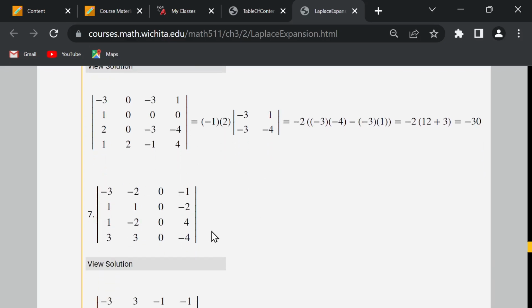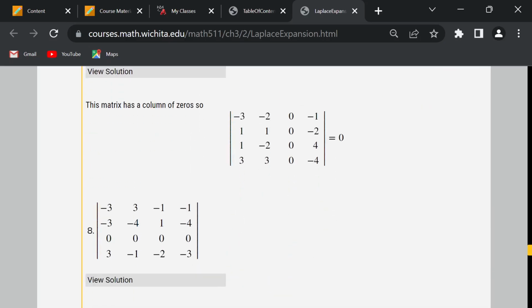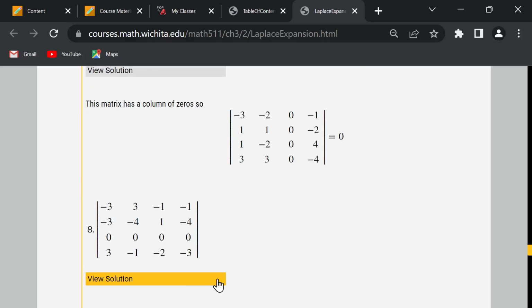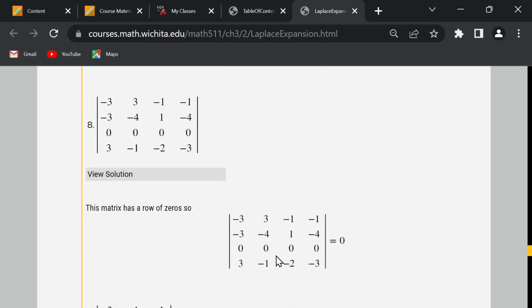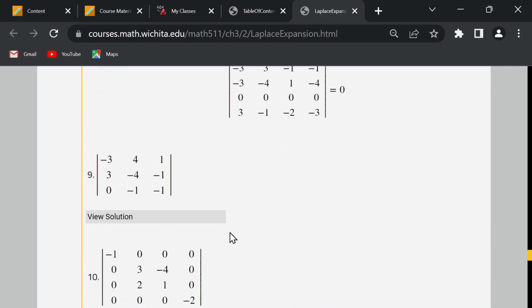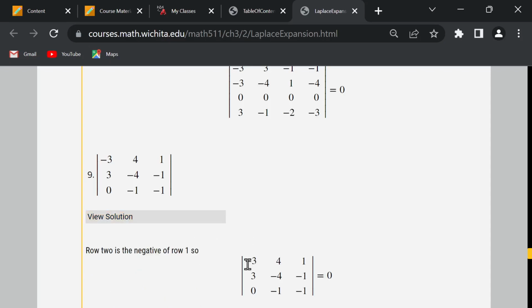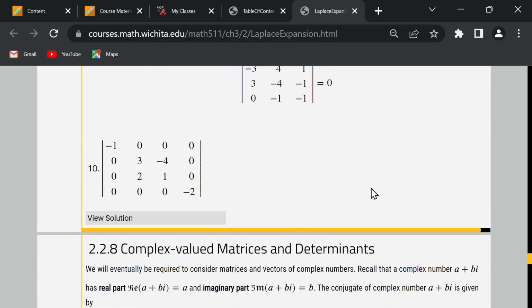What about this one? What's the determinant? 0. It has a column of zeros. What about this one? Has a row of zeros. What about this one? 0. Why? Because one is a linear combination of the other. The first row is the negative of the second row, and the third row is 1/4 of the second row.